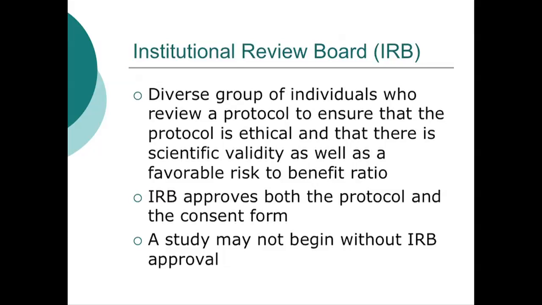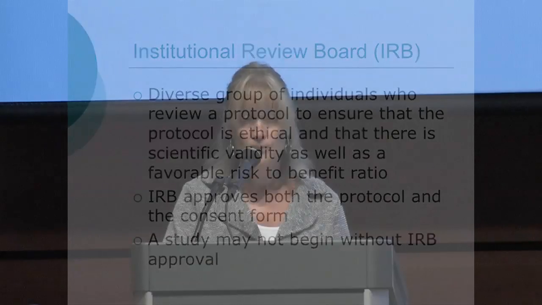So what's an Institutional Review Board? An Institutional Review Board is a diverse group of individuals who review a protocol to ensure that the protocol is ethical and that there's scientific validity, as well as a favorable risk-to-benefit ratio. The Code of Federal Regulations states that an IRB must have at least 5 members. One must be from the community, one must have a scientific background. One person who would not be permitted to participate in a protocol review would be someone who is trying to get his protocol approved. The IRB approves both the protocol and the consent form the patient will sign.